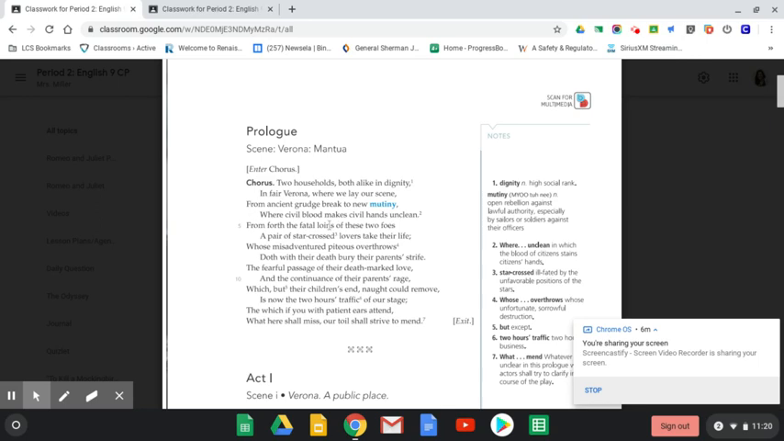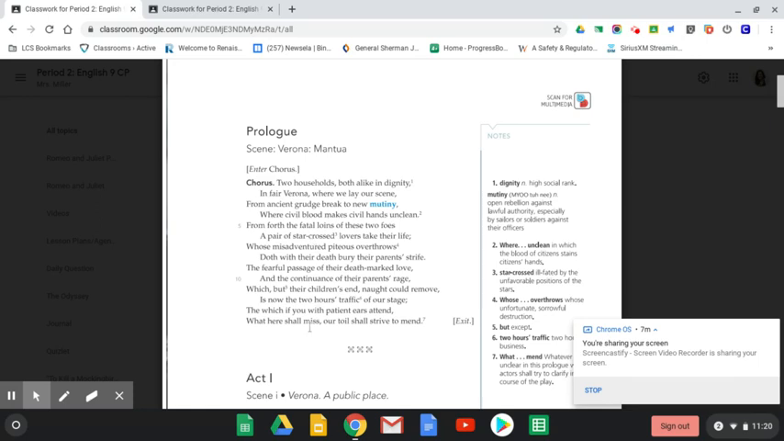And it says, from forth the fatal loins of these two foes. So from the loins, the children of these two enemies, there's going to be a pair of star-crossed lovers. So if you remember from the PowerPoints, fate is an important concept with Shakespeare and Shakespearean tragedies. So it's going to let us know that we've got these lovers that were meant to meet and that are going to take their own life because of these enemies. So again, we've had this concept of fate and we have misadventure. So we're going to learn about what goes on with this.